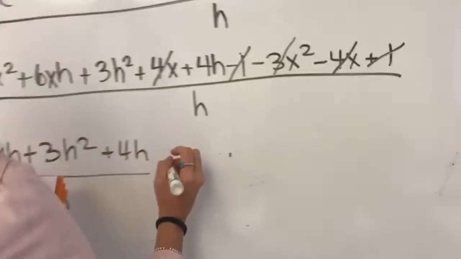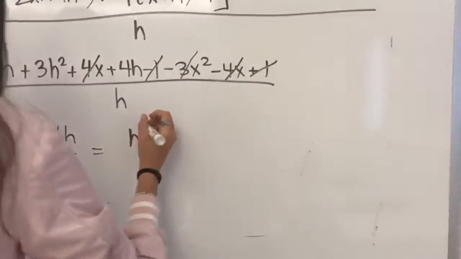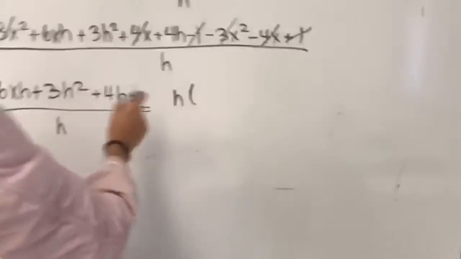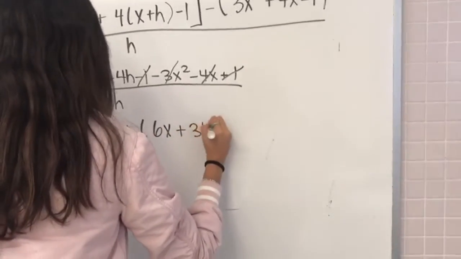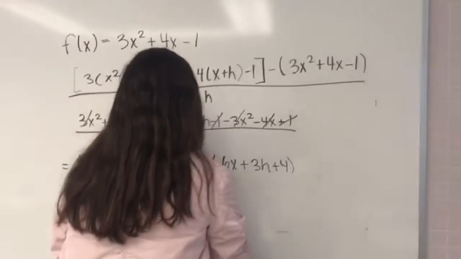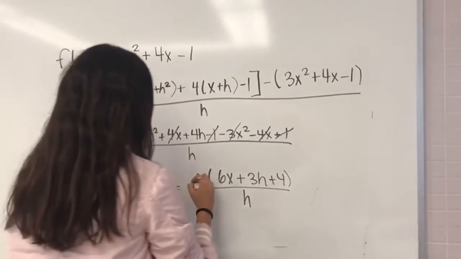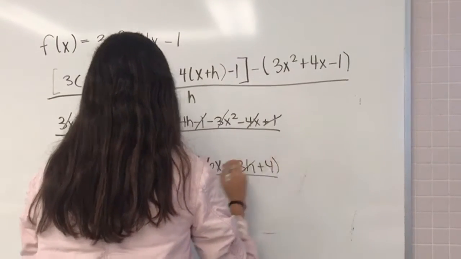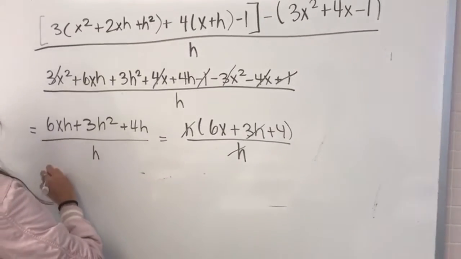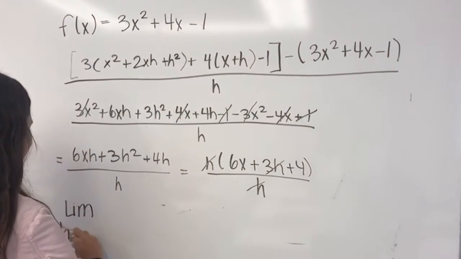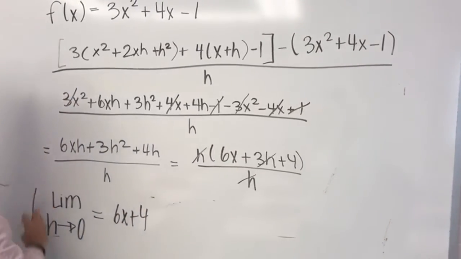And then we take out the h from all of the terms. So that leaves us with 6x plus 3h plus 4 over h. Okay, so then we're going to cancel the h. So our final answer will be the limit as h tends to 0 of 6x plus 3h plus 4, which is 6x plus 4. And that is our final answer.